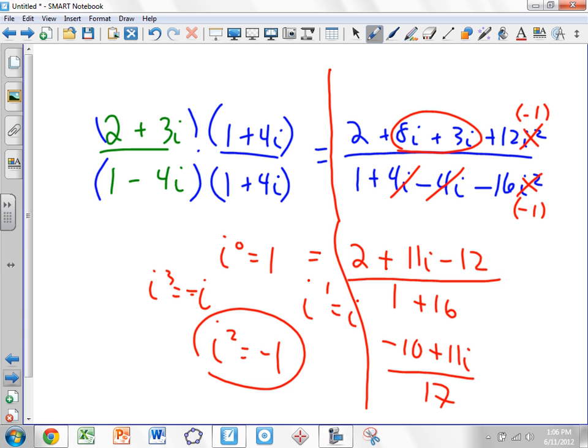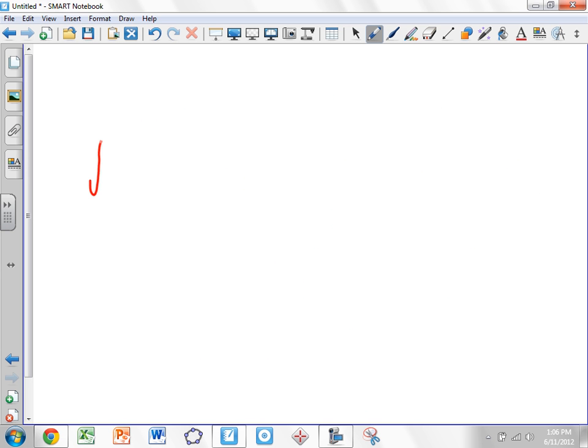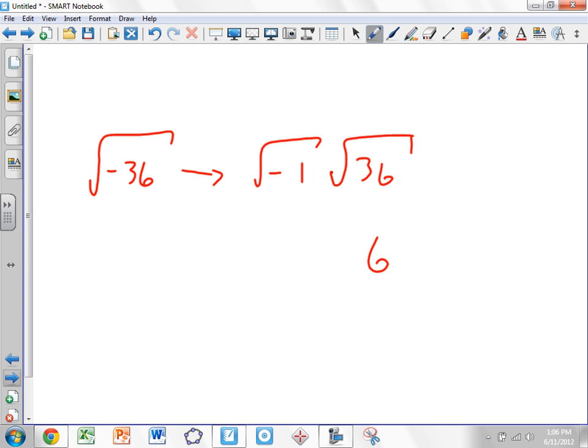Now, when do you know when the number is imaginary? If the square root is negative. So for example, if I asked you, what is the square root of negative 36? You break it into negative 1 and positive 36. The square root of 36 is just 6. The square root of negative 1 is i. So by default, this is just 6i.